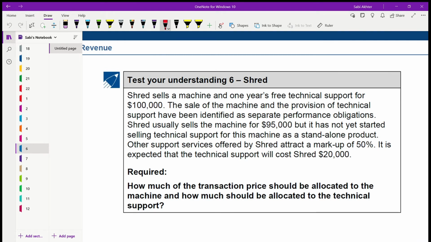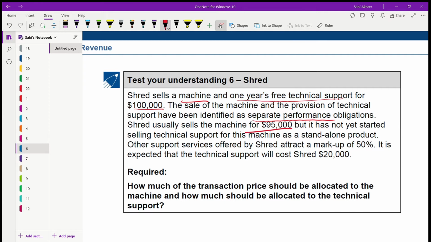Stretch sells a machine and 1 year's free technical support for 100,000. The sale of the machine and the provision of the technical support have been identified as separate performance obligations. Okay. One is technical support, the other one is the machine. Shred usually sells one machine for how much? 95,000.